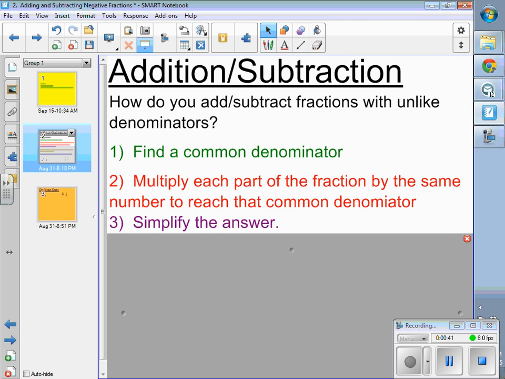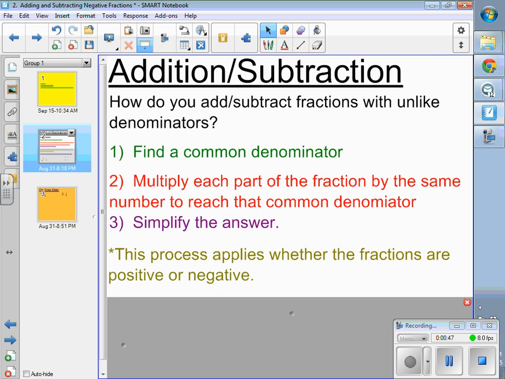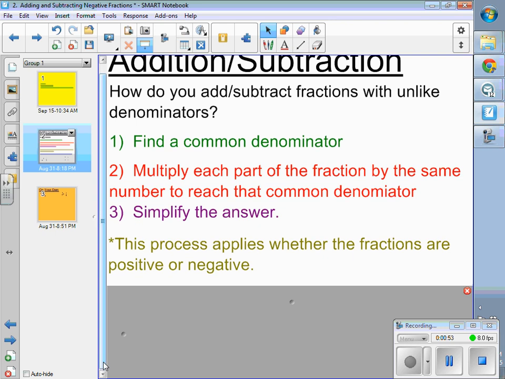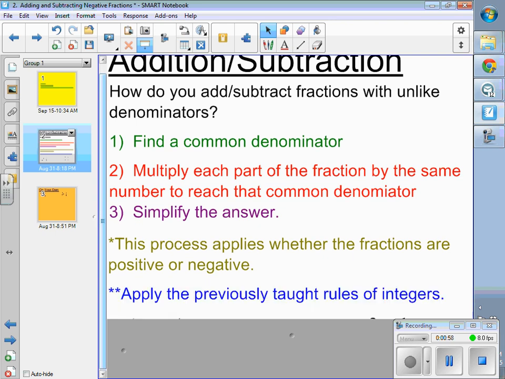All right, moving on. We simplify the answer when we're done with doing steps 1 and 2. So this process applies whether the fractions are positive or negative. So nothing has changed. Okay? All right, so we're going to apply our rules of integers with this also. All right, so here we go.